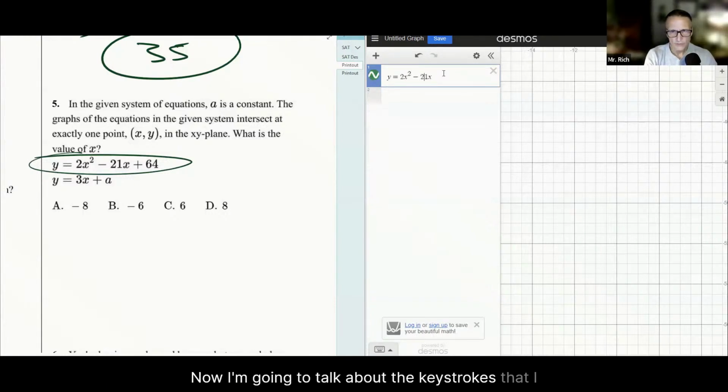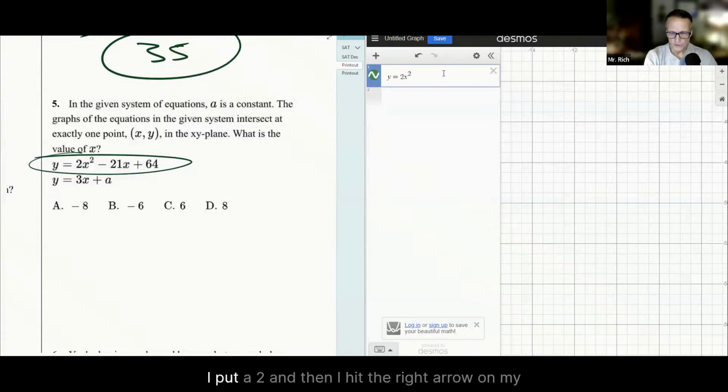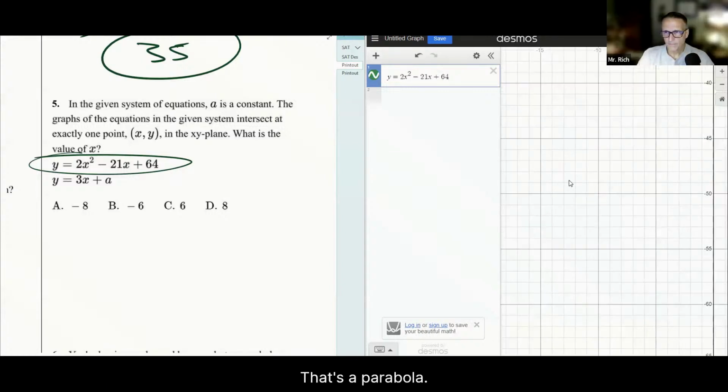Now, I'm going to talk about the keystrokes that I just did there. I'm so used to it, I don't even think about it. But when I do, by the way, if you've used Delta Math, the keystrokes are very, very similar, if not identical. When I want to make an exponent, I am using Shift-6 on my keyboard. It raises a superscript. I put a 2, and then I hit the right arrow on my keyboard, and it goes out of the exponent. And then I keep typing 21x plus 64. That's a parabola.